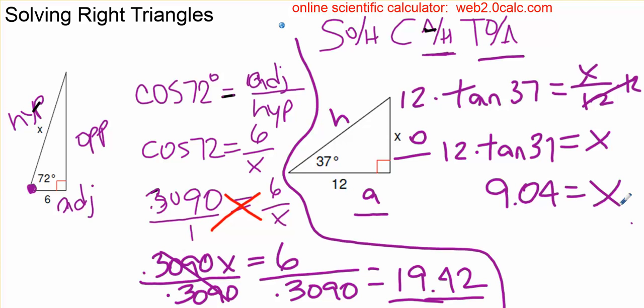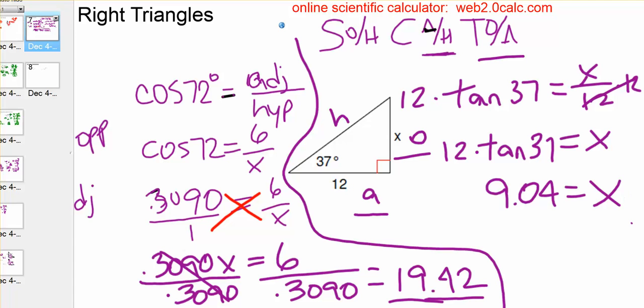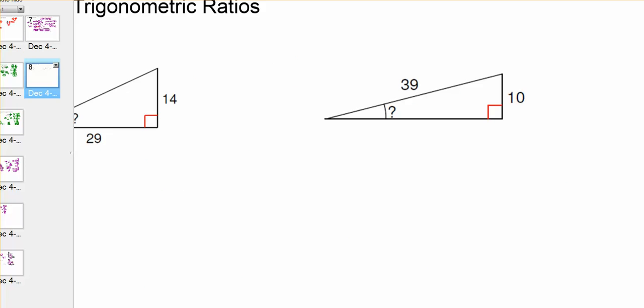Okay, so do you see how we're going through the same basic problem? We're labeling. We are setting up the equation. So label, choose, set up, solve. Label, choose, set up, solve. Might want to write that down. I'll say it one more time. Label, choose, set up, solve.